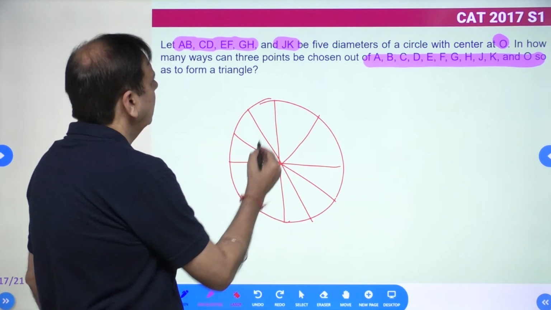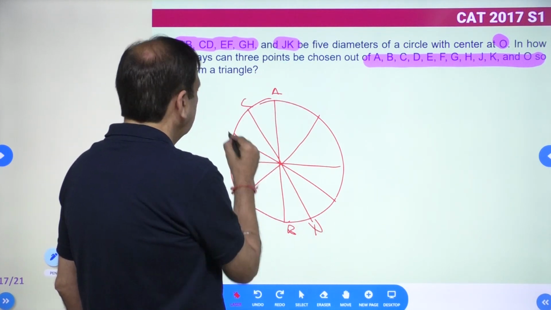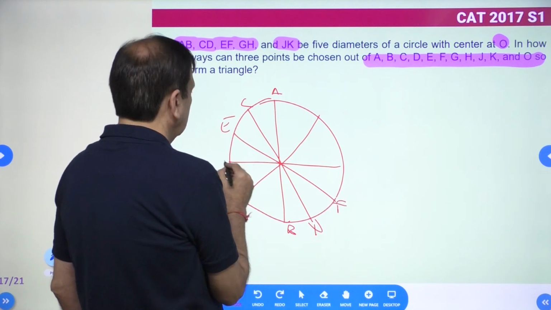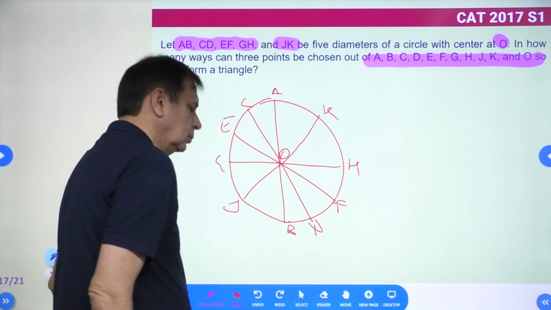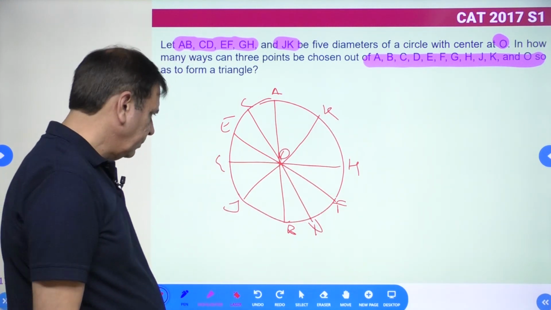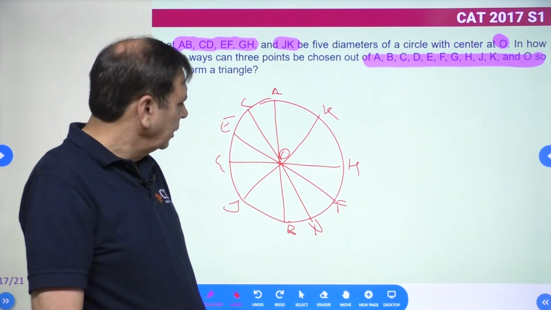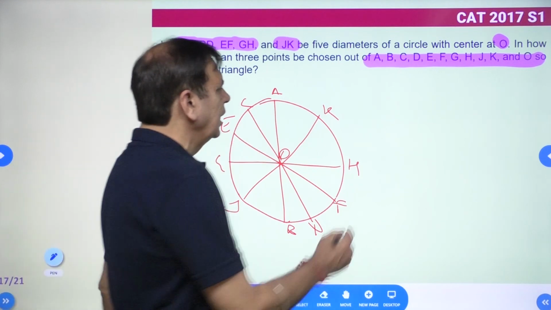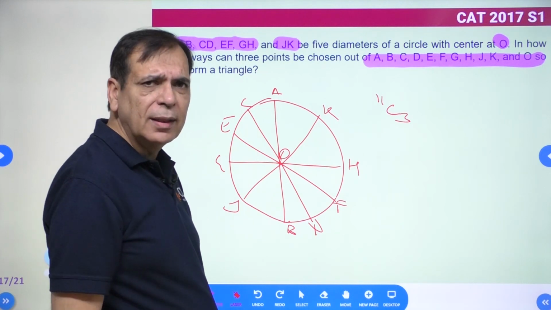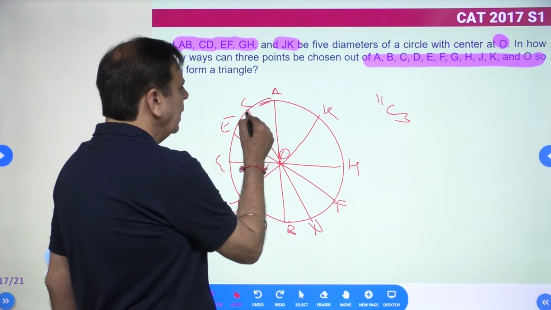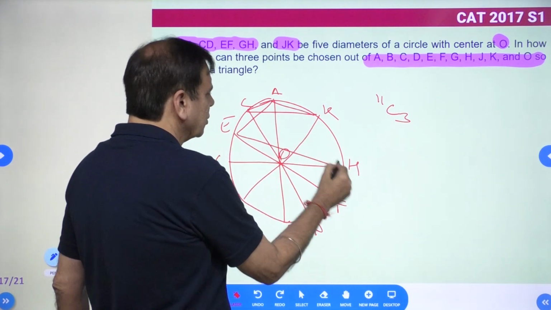Right. So let me say A, B, C, D, E, F, G, H, J, K and O. Okay. So these are my points out here. So I need to choose 3 points. So I need to find how many triangles will be formed. Now, what does it mean? How many points are there? 11. I can choose any 3 points. Any 3 points will make a triangle, isn't it? So if I have A, C, K, I'll have a triangle. If I have A, E, H, triangle.